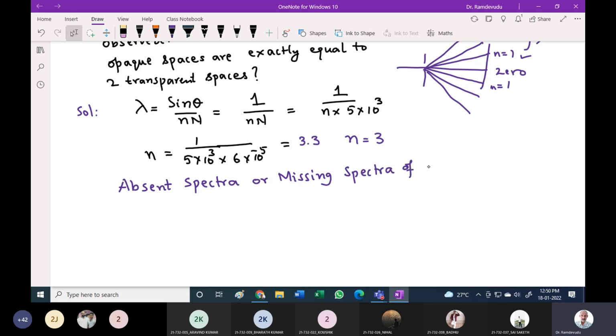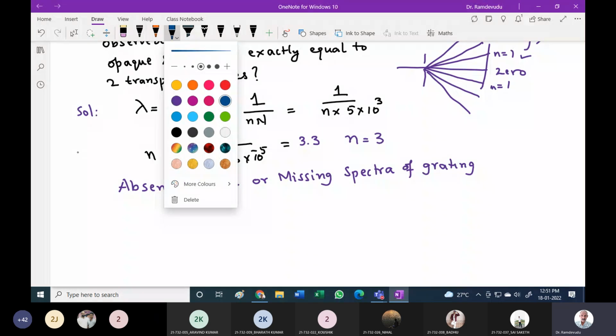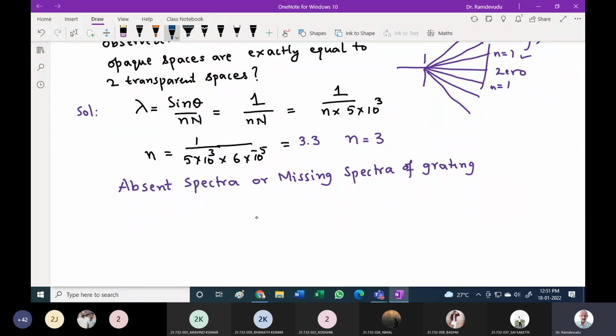Why is a spectrum missing for a grating? Because we have seen that there are conditions for maxima and minima for a diffraction grating: the central maxima condition and the minima condition also. Therefore, we have to see the simple equation for the grating. To understand this missing spectra, they may ask us a short answer question: what is missing spectra or absent spectra?